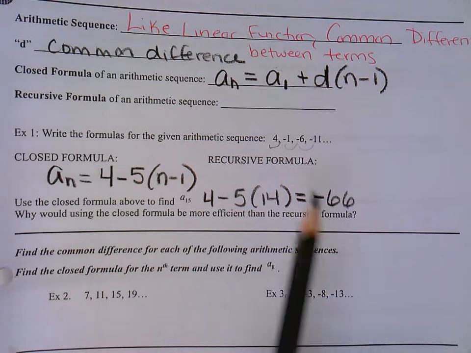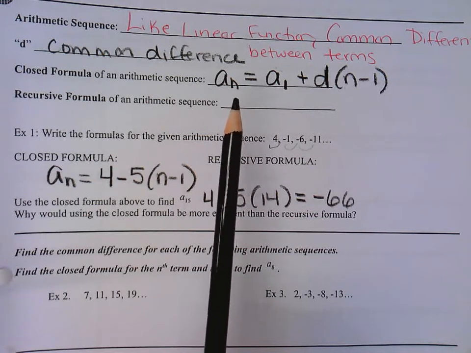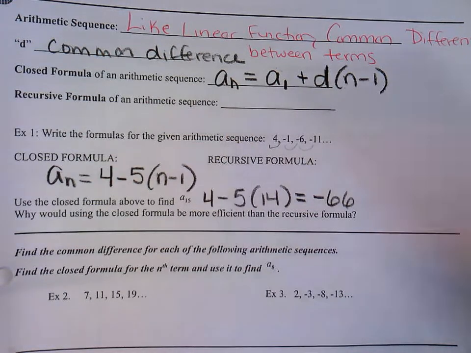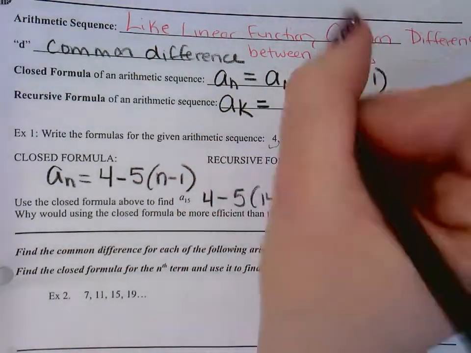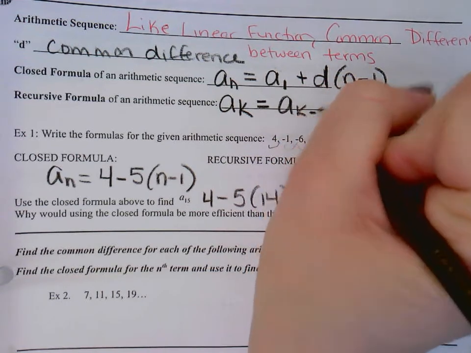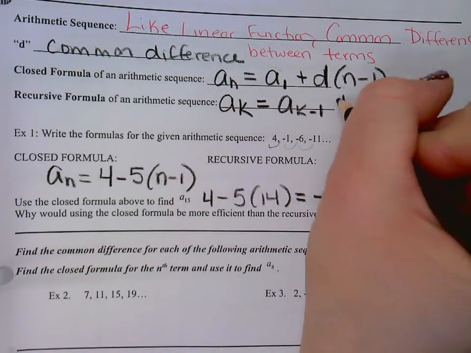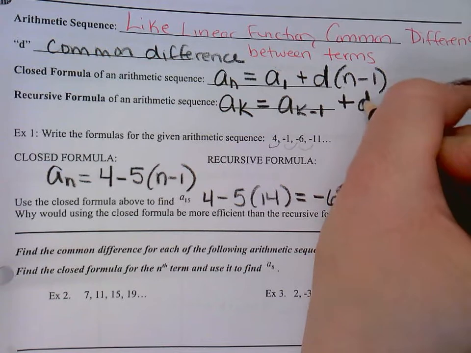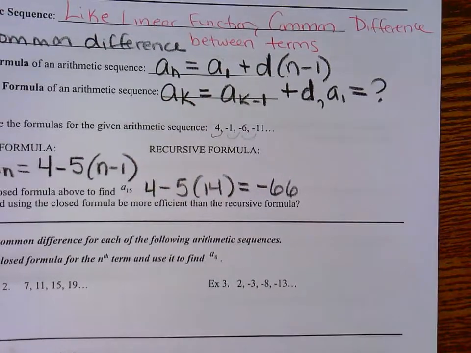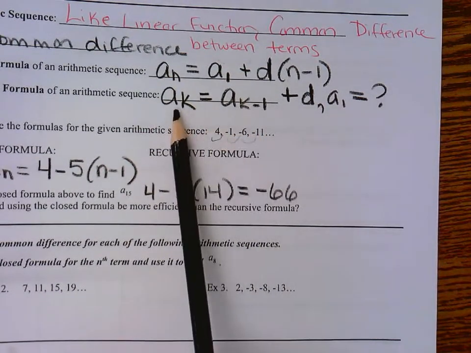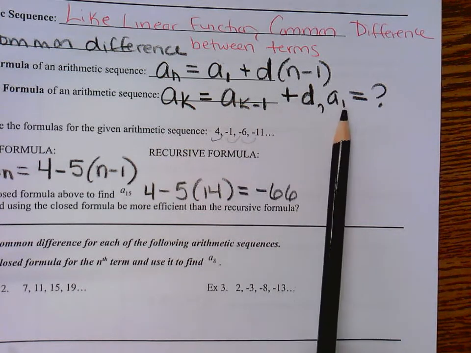So the recursive formula is a little bit different. For the recursive formula, I'm going to use a sub k, but you could also use a sub n. So how do I find the term I want, a sub k? I take the term that comes before it, a sub k minus 1, and I add my common difference. And then I need to tell the reader what a sub 1 is as part of my formula. So a sub k equals a sub k minus 1 plus your common difference. So what are you adding every time? And you need to tell them where to start.